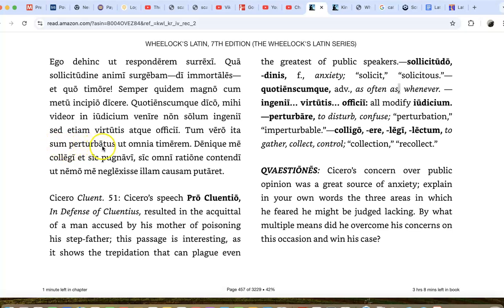sum perturbatus. This means to disturb or to confuse. I think we need to recognize here, going back to an earlier chapter, that this is the perfect passive. So sum perturbatus, we need to see those two words together, because it's not I am confused, but since we have the past tense here, we're going to keep the past tense.